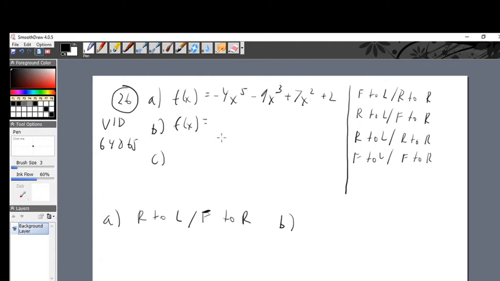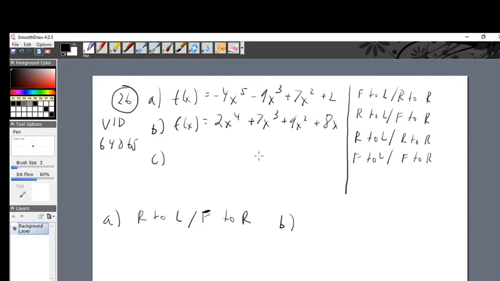f of x is equal to 2x^4 plus 7x cubed plus 9x squared plus 8x. All right, so it's in order, so we don't have to worry. This is the leading coefficient, that's all we care about. This is positive, and the exponent is even.